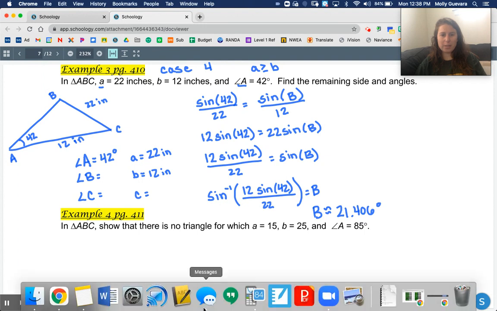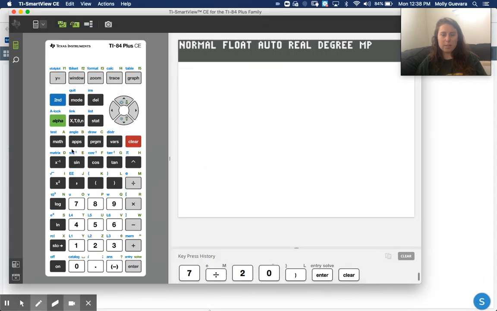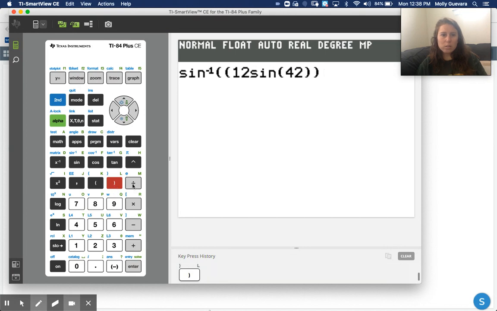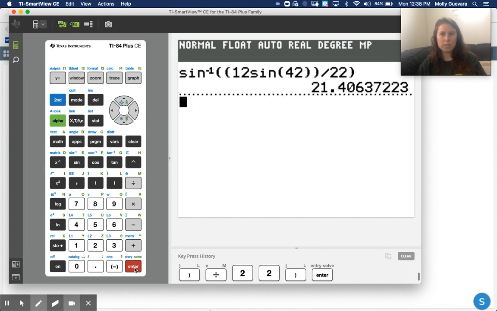So let's go to my calculator. Okay, so I'm in degrees, so I just did sine inverse of 12 sine of 42 divided by 22. I'm going to close it and hit enter. So there's my 21.406, right? I'm going to store this as alpha B because that's what it is. It's B.